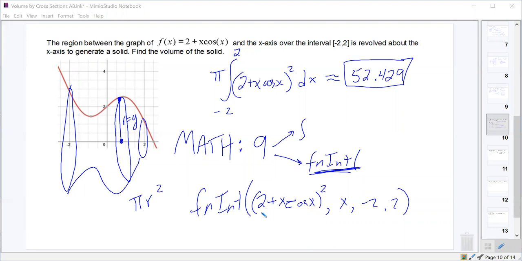Justin, did you get that with your f(n) int one? Because I know you said you had the other, yours came up differently. You did. Perfect. Okay, good. Anybody not able to get 52.429 on their graphing calculator? It's very important that you're able to do that. All right, that is where we are going to stop today. We don't have time to do another problem.